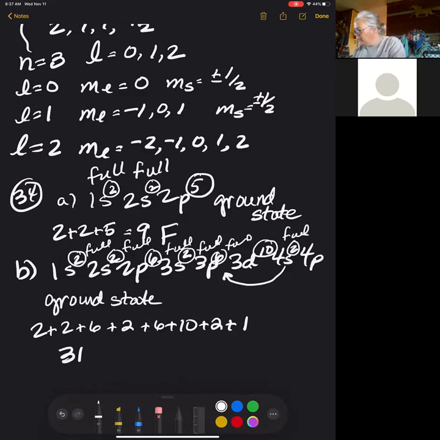31. And 31 is gallium. 31 is gallium. So you just count up all the electrons. If I added that up right, y'all can check my math, but you can look it up and see.